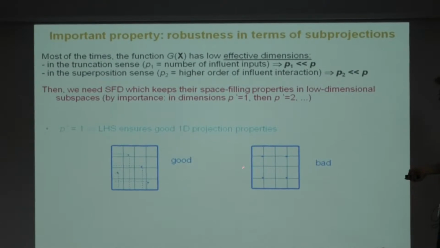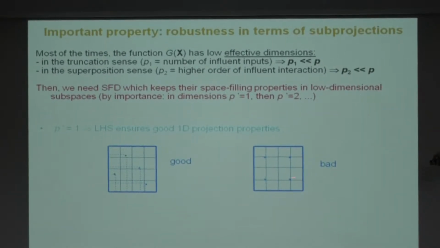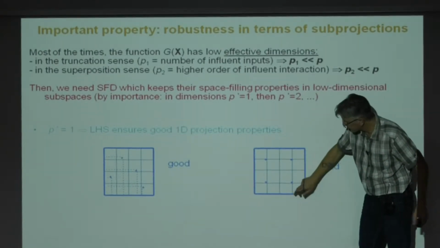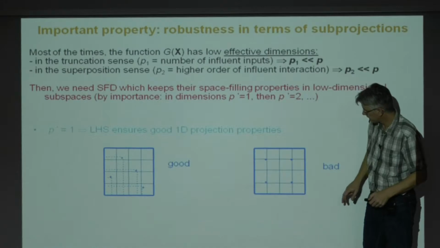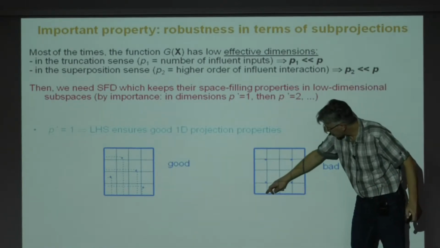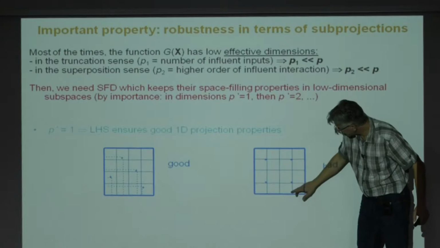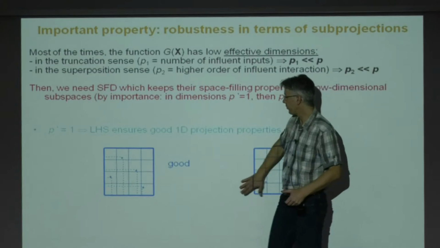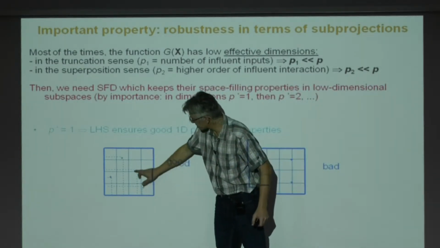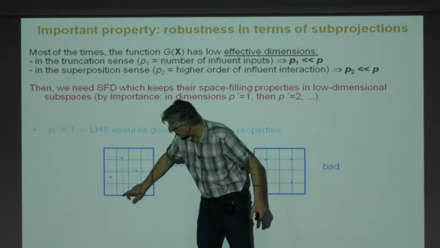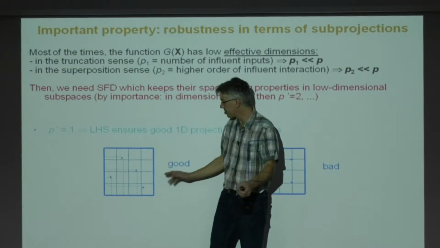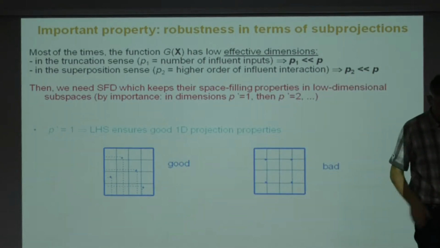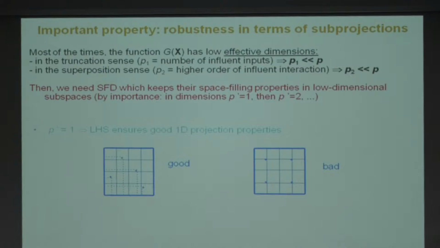Okay? So this is what I say, this is good, this is bad. This is bad because when I project the points, I have collapsing. So I have only 2 points here and 2 points here. I have no robustness with subprojections. And here, when I project the points, you see I have 4 different values regularly spaced. And here I have 4 different values regularly spaced. So I have robustness in terms of subprojections.